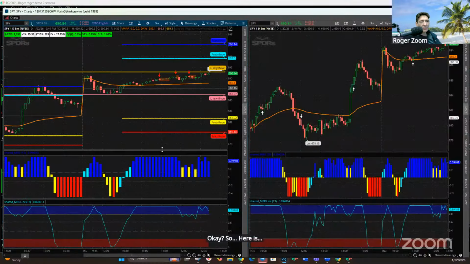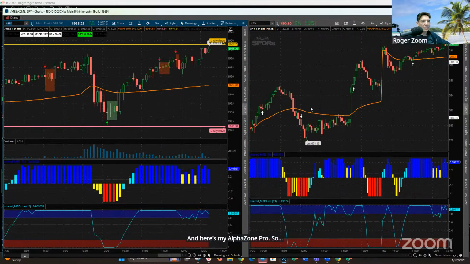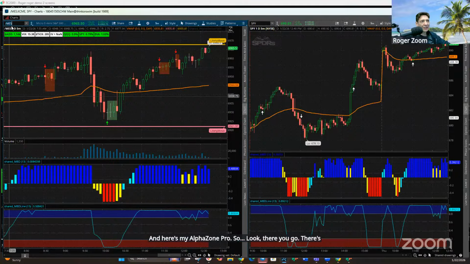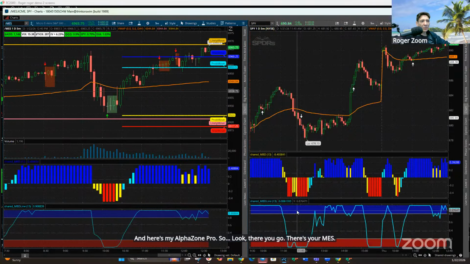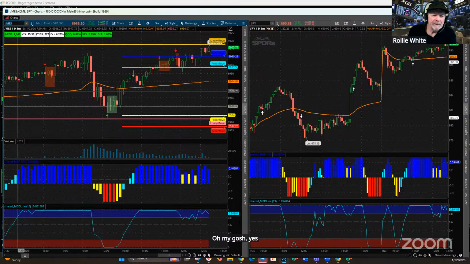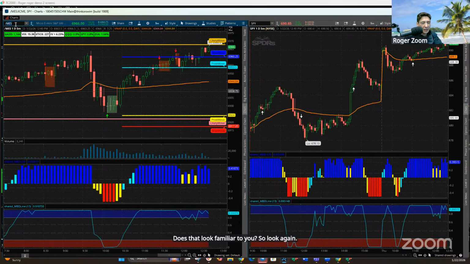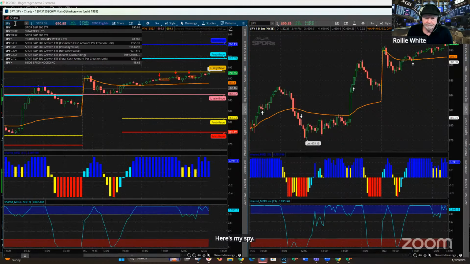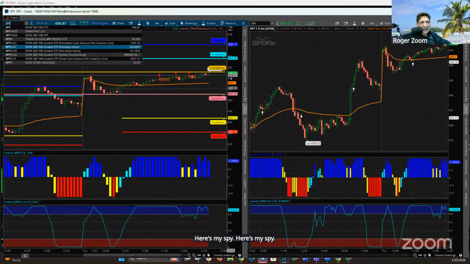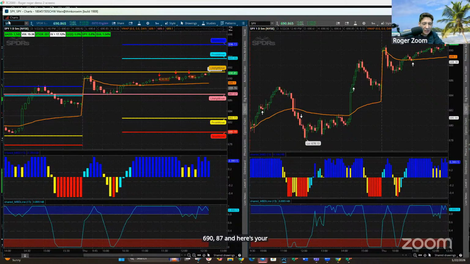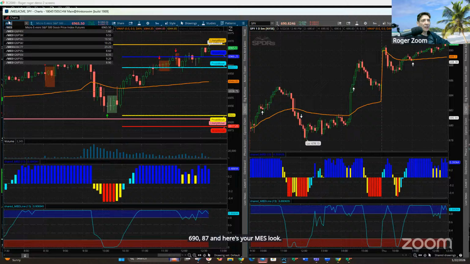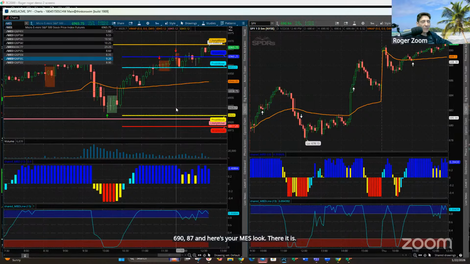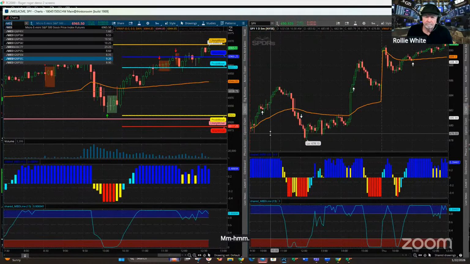So here is Thinkorswim, and here's my Alpha Zone Pro. Look, there's your MES. Does that look familiar to you? Oh my gosh, yes. So these are your levels for the futures markets. Here's my SPY at 690.87, and here's your MES. Look, there it is. Same thing. It tracks exactly the same thing.